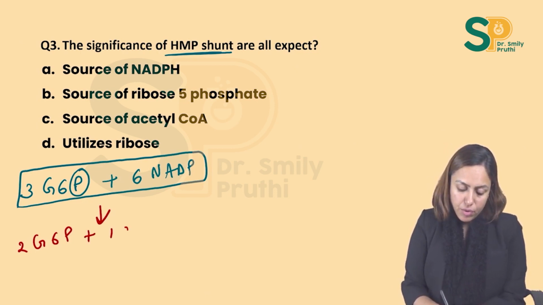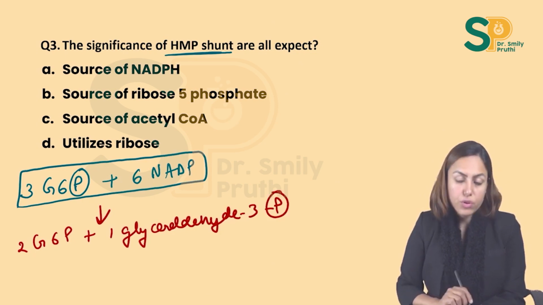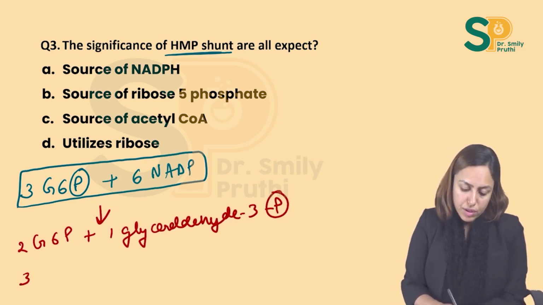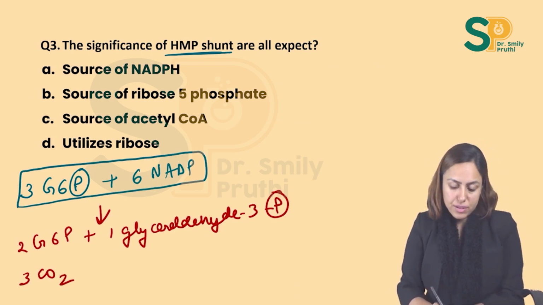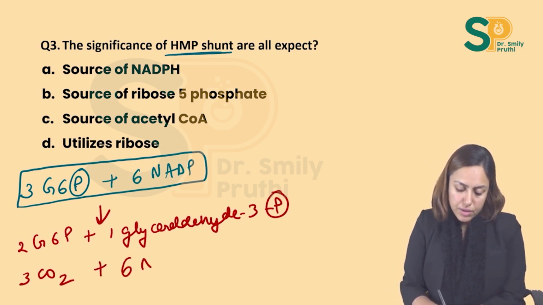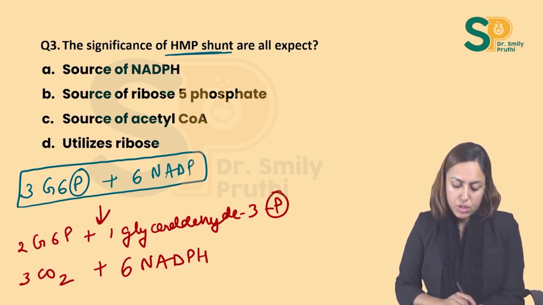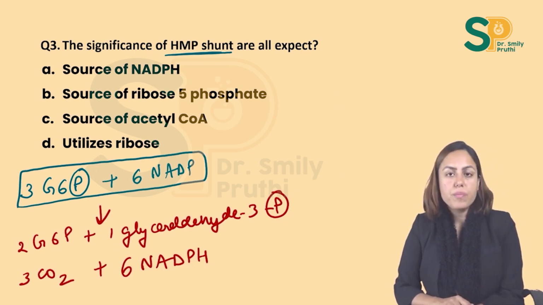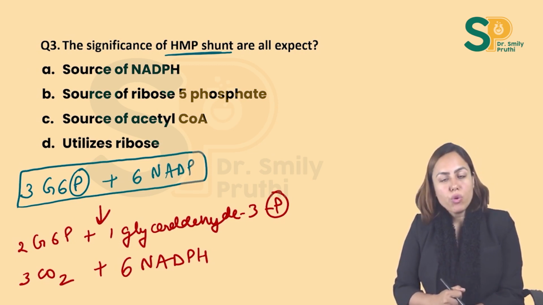Then 1 molecule of glyceraldehyde 3-phosphate, then 3 carbon dioxide and 6 NADPH, right? So this is the full reaction. And also from phase 1, we also get ribose 5-phosphate, which is required for nucleotide synthesis, right?